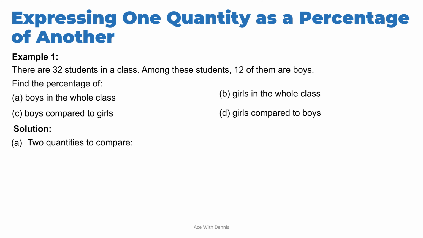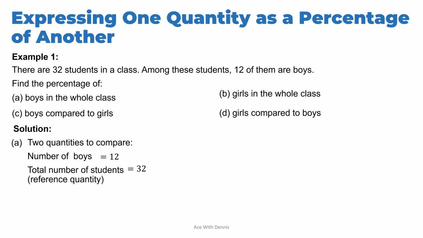For A, the two quantities to compare are the number of boys, which is 12, and the number of students, which is used as the reference quantity, and the value is 32. Hence, the percentage of boys to the whole class will be 12 over 32 times 100%, and the answer is 37.5%.